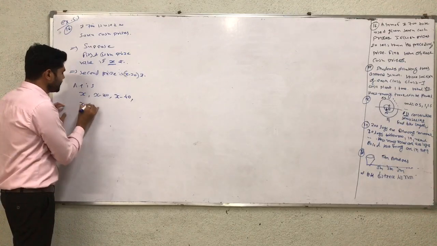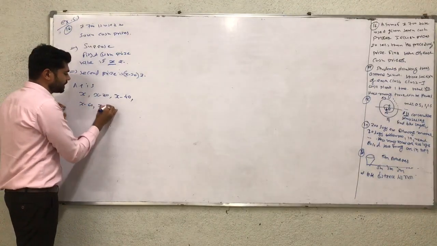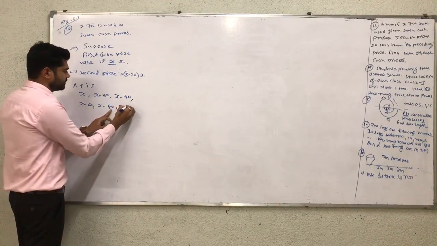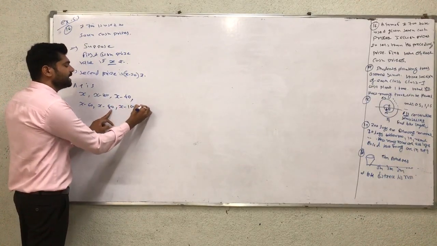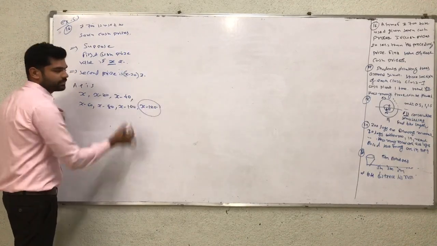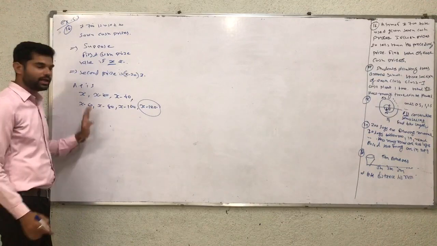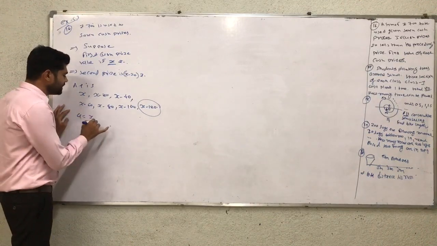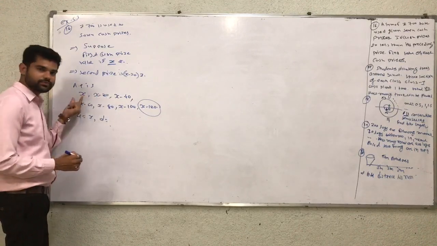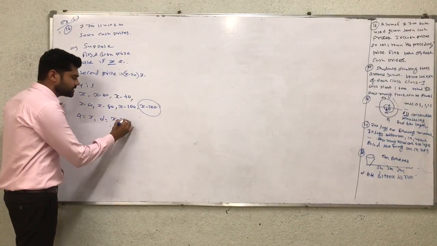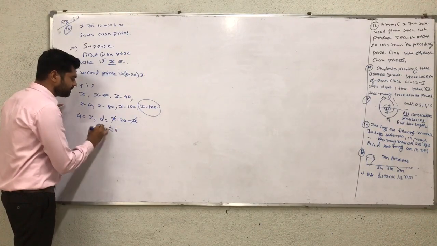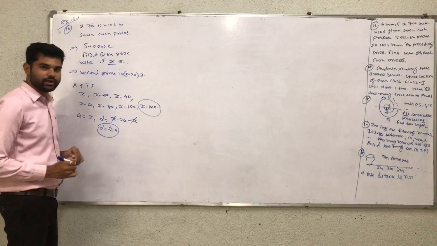The fourth prize is x minus 60, the fifth is x minus 80, the sixth is x minus 100, and the last prize is x minus 120. So this is our last term, which means the seventh term of the given AP. Now the value of a is equal to x, and the value of d is equal to the second term minus the first term. Therefore x minus 20 minus x, x and x cancel. Therefore d is equal to minus 20.